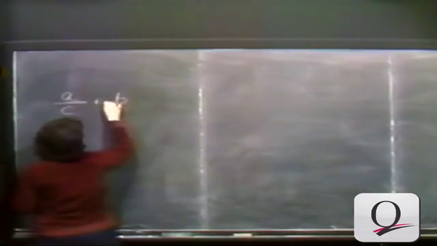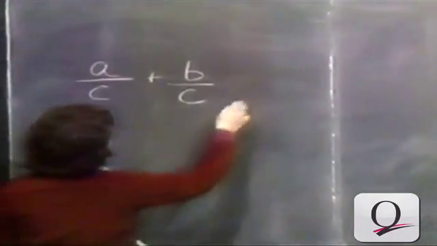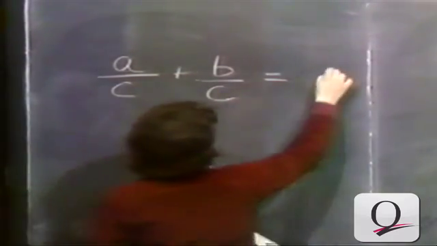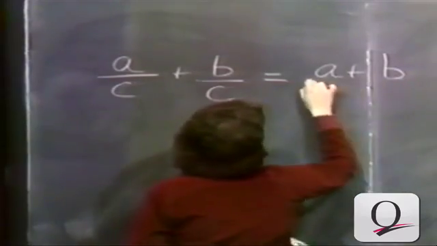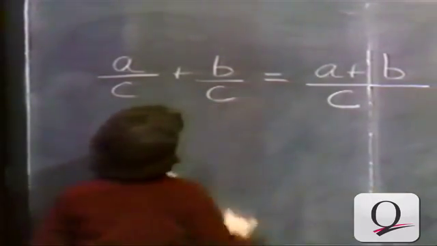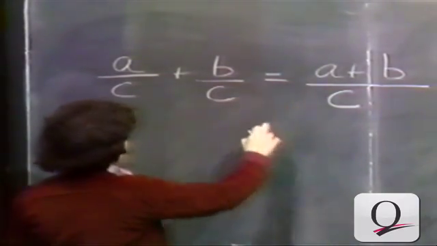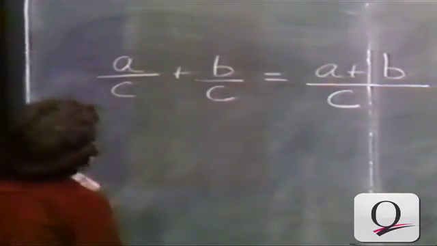This videotape deals with addition and subtraction of fractions. Most of you remember the rules for adding and subtracting arithmetic fractions. If you want to add two fractions with the same denominator, assume of course the denominator is not 0 because we can't divide by 0, you add the numerators and put them over the common denominator here. So a over c plus b over c is a plus b over c. You add the numerators and put them over the denominator.